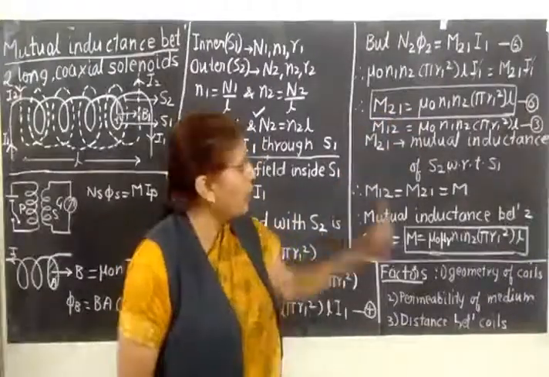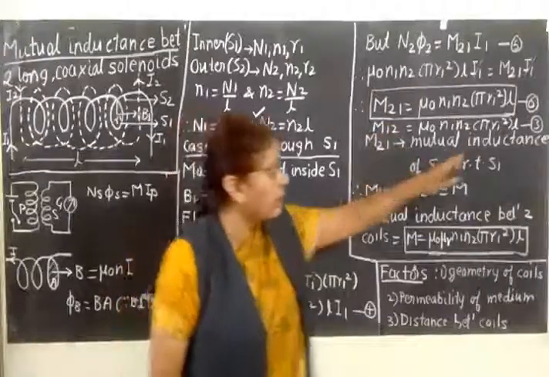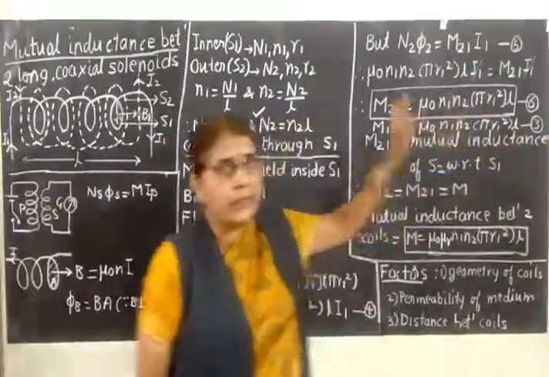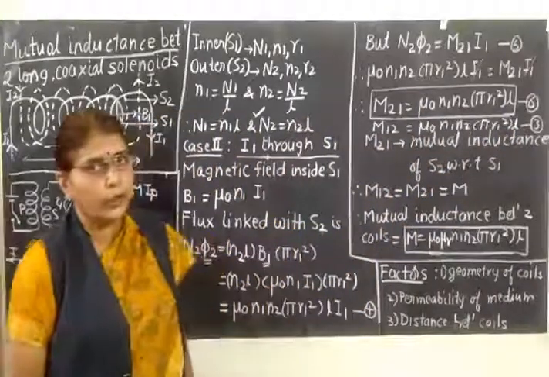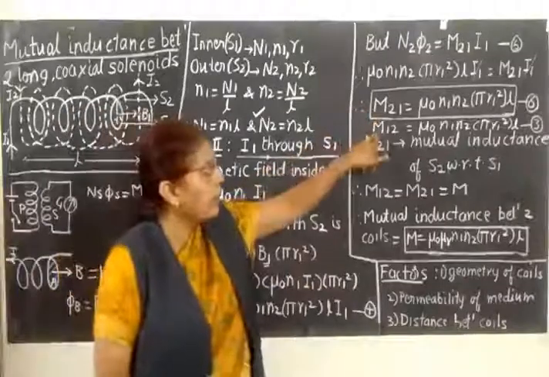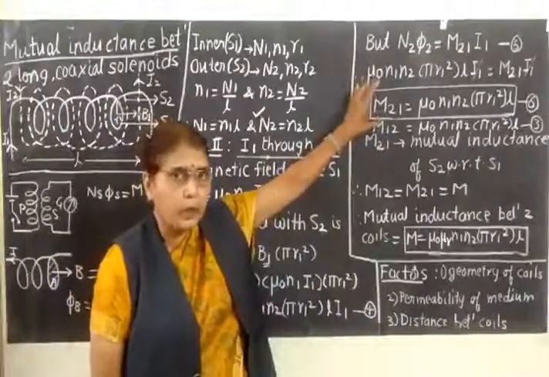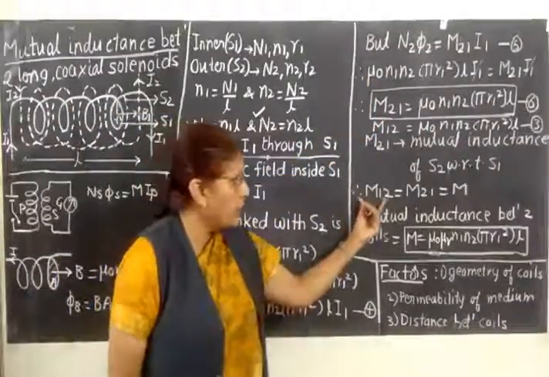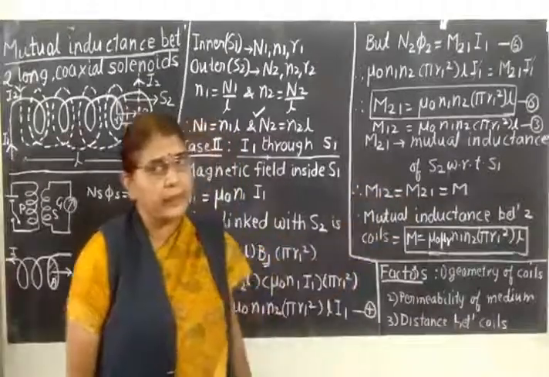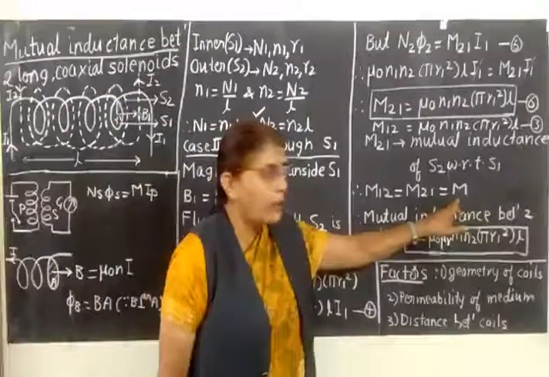In case 1 you had got an expression for M12 given by equation 3. So I have written equation 3 here. Now observe equations 3 and 6. What do you find? Both are same. Therefore you can conclude that M12 is equal to M21. Both constants are equal. Let us denote them by a common letter M.